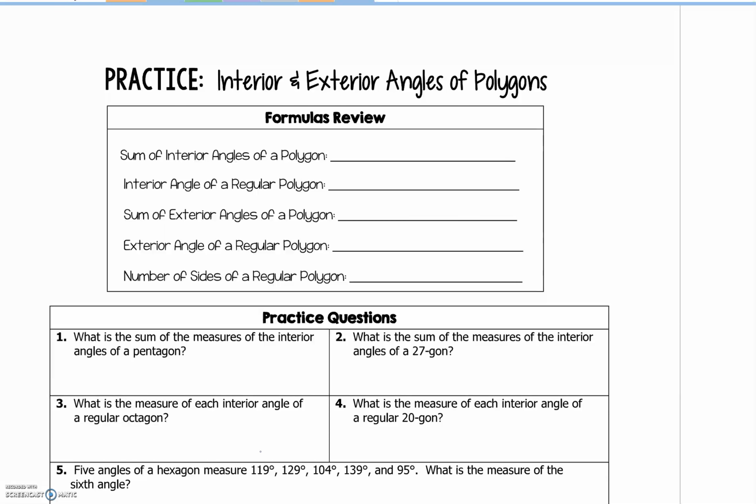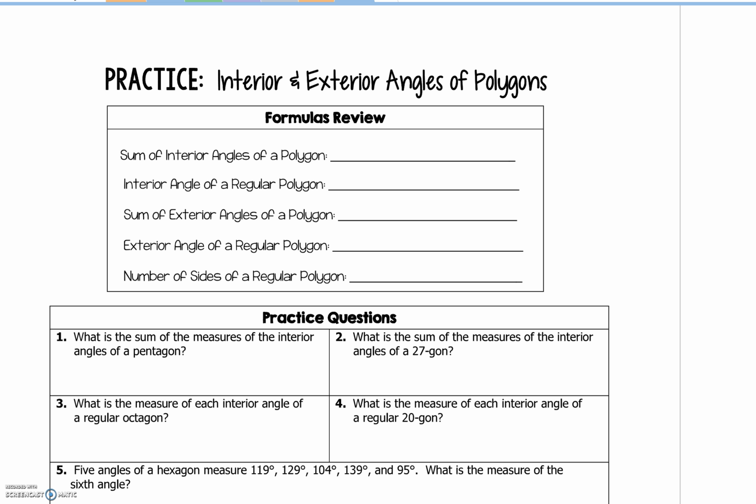Today's video, I'm actually going to go over a review of interior and exterior angles of a polygon. What I have up on my screen right now is the worksheet you're supposed to do as homework for tonight. I'm going to go through the formula review at the top with you and then solve quite a few of the problems for you, and you'll have to finish the remainder on your own. For your homework, you will have to come in with a fully completed worksheet.